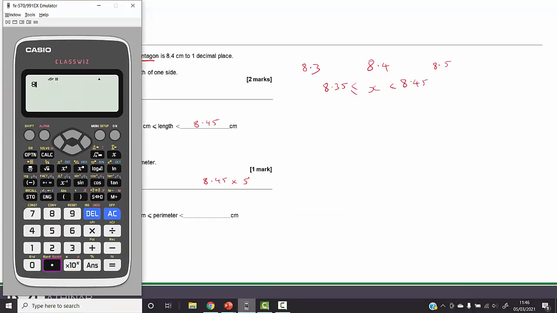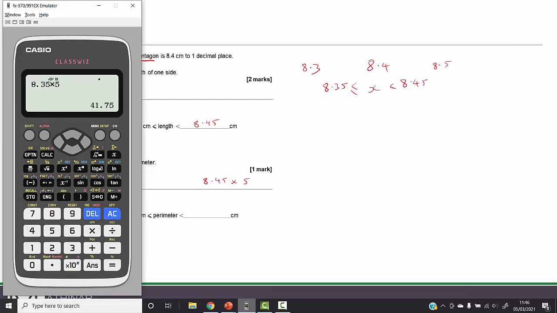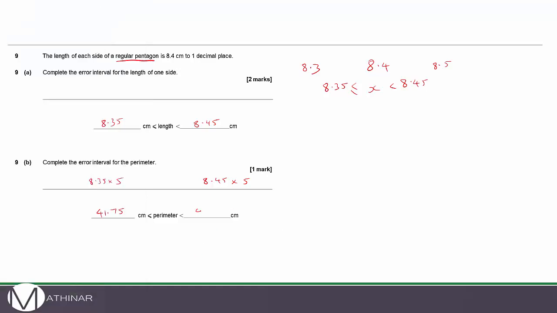Let's type this in. 8.35 times 5 is 41.75, and then 8.45 times 5 is 42.25. And that's it.